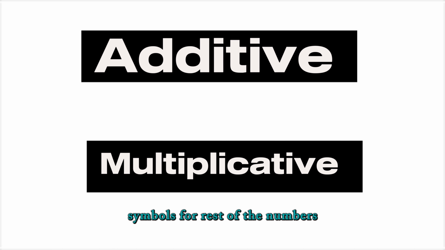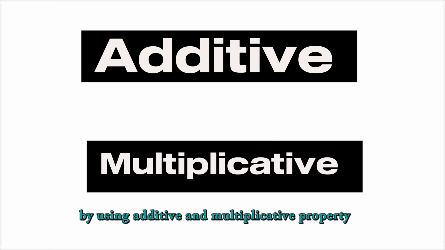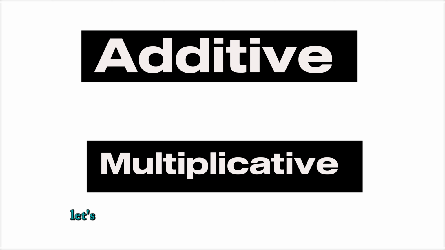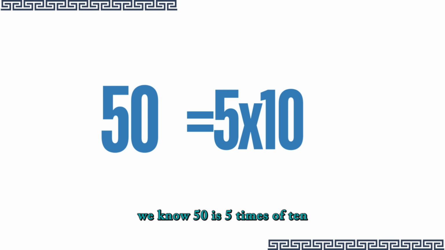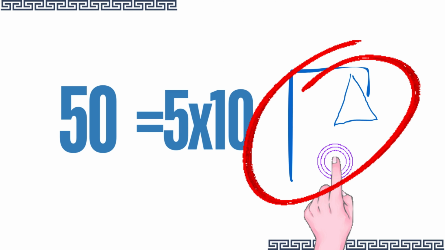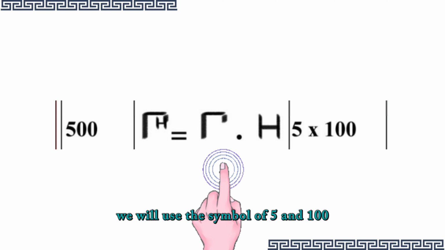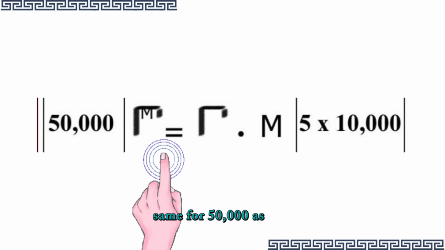Symbols for the rest of the numbers can be derived with the help of these symbols by using the additive and multiplicative properties of numbers. Let's discuss. For example, to write 50 in the Attic system, we know 50 is 5 times 10. We will use the symbols of 5 and 10, then combine them. You will get this shape. Similarly for 500, it's 5 times 100. We will use the symbols of 5 and 100 and combine them to get a new symbol. Same for 50,000 as well.